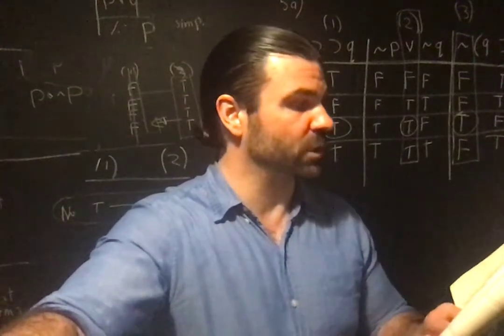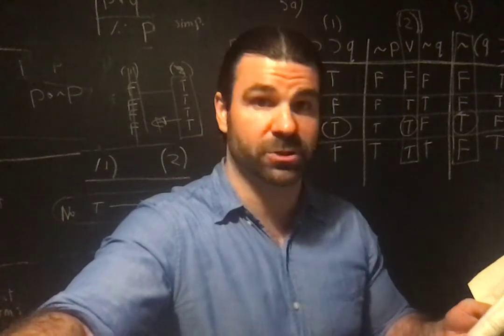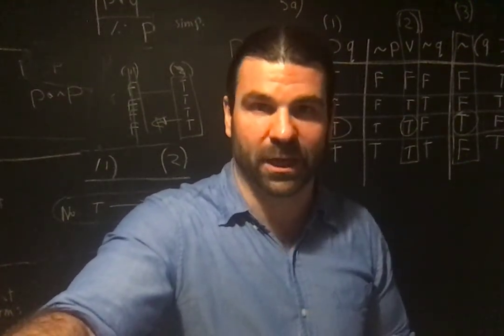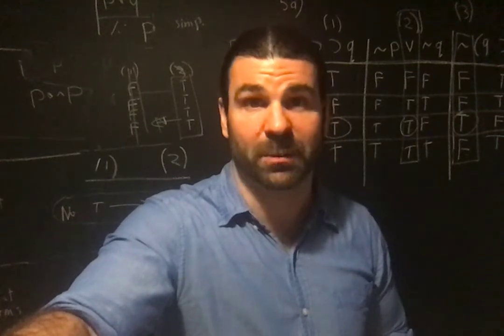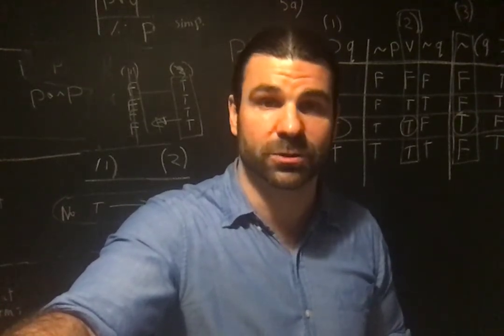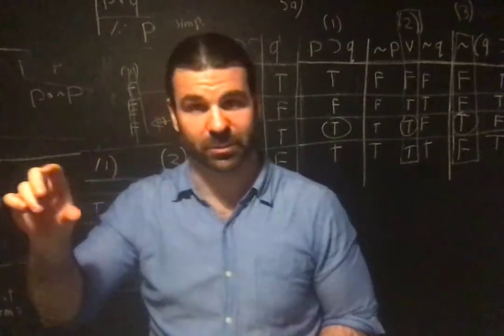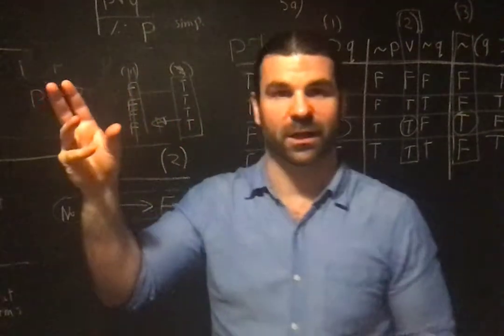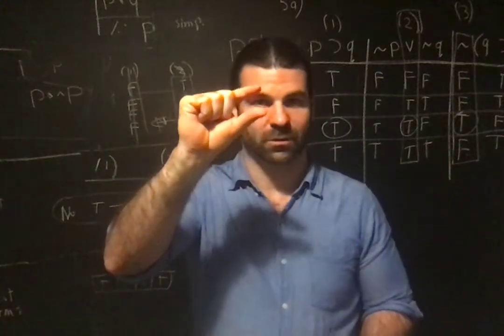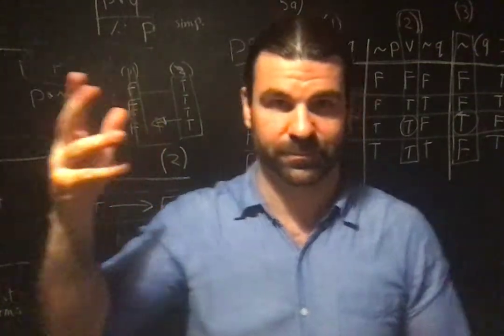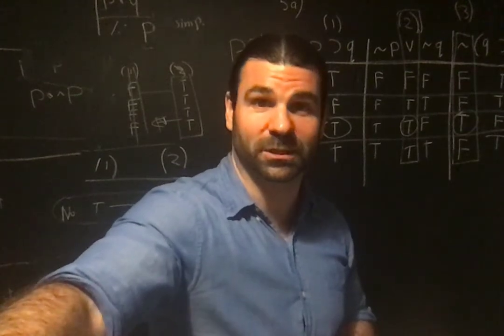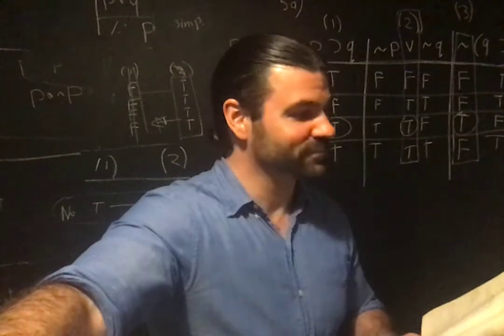Question 2, what is the relationship between validity and logical implication? We talked about this. A valid argument is one where the premises logically imply the conclusion. As we talked about, logical implication means no instances of true going to false. A valid argument has no instances of all true premises and a false conclusion.